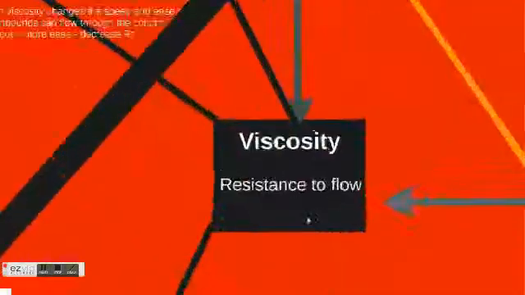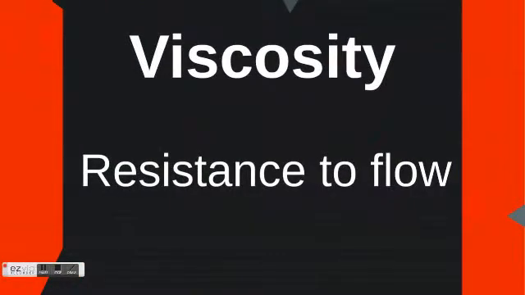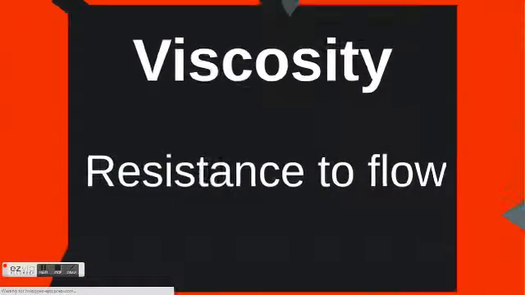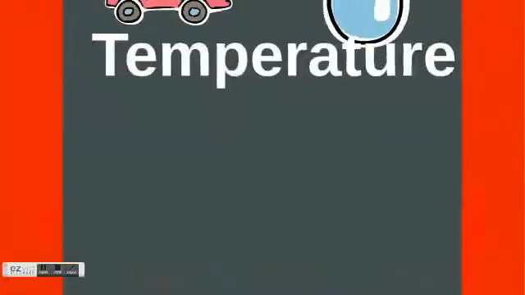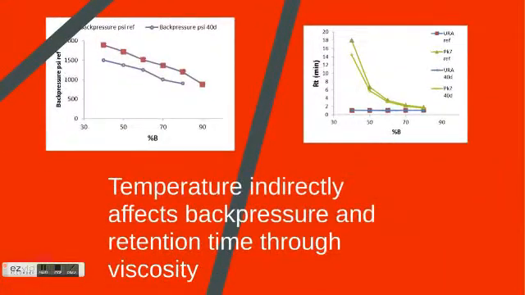The other parameter that affects linear velocity is viscosity, which is the resistance to flow. Percentage B changes viscosity, as the change to percentage B will alter the ratio of A and B. Percent A has higher viscosity than percent B. Temperature also affects it, as temperature indirectly affects back pressure and retention time through viscosity.